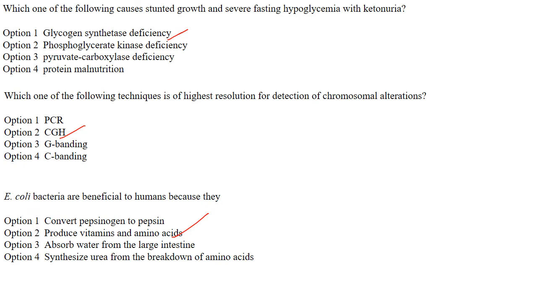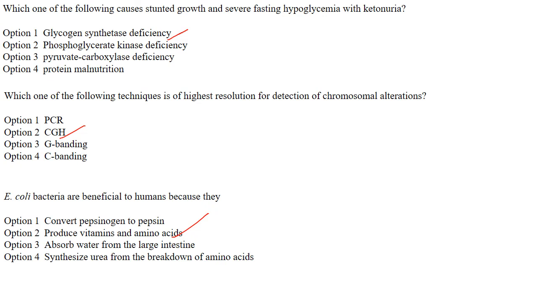Which one of the following causes stunted growth and severe fasting hypoglycemia with ketonuria? Glycogen synthetase deficiency. Then, which of the following technique is of highest resolution for detection of chromosomal alteration? CGH or comparative genome hybridization.